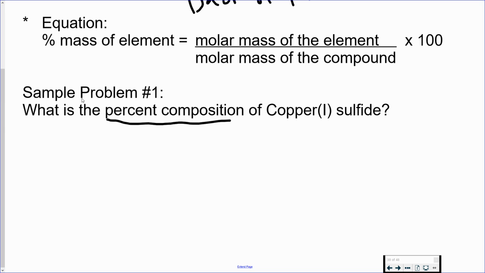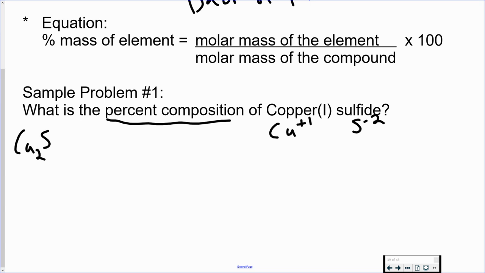So, first part is writing the formula. Copper 1 sulfide. Sulfide is sulfur on the periodic table, which has a -2 charge. Copper here has a +1 charge. So we crisscross it, and you're going to get Cu2S. So we're going to calculate the gram molar mass of this.